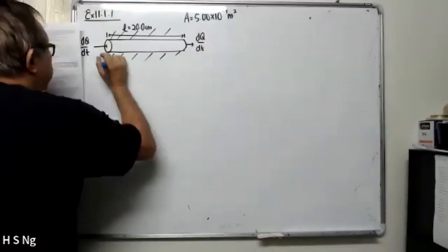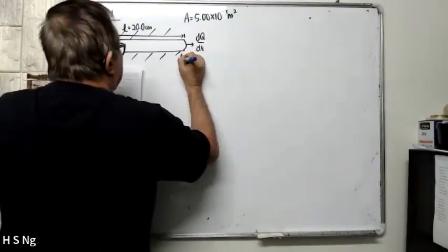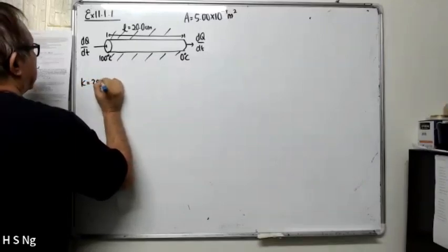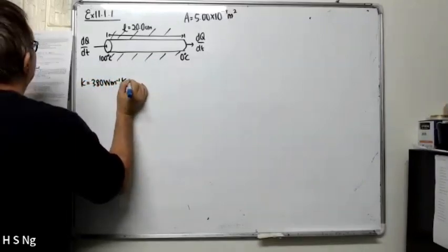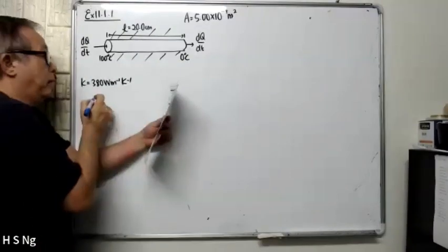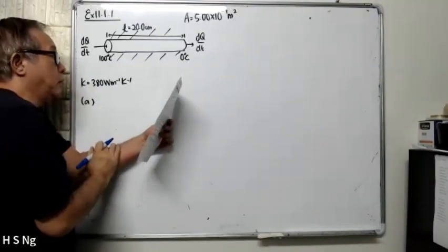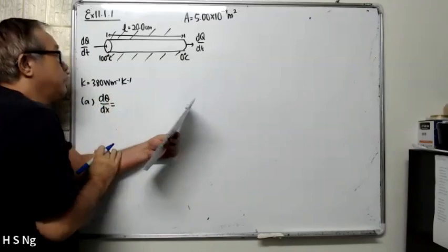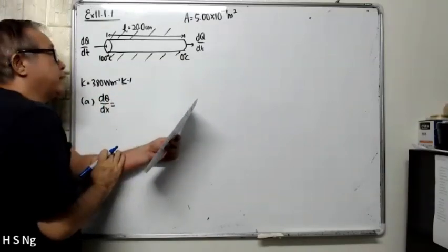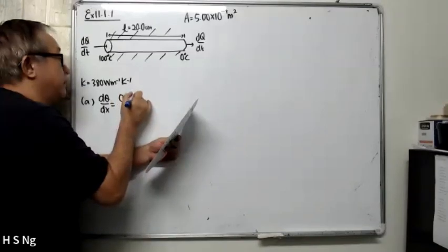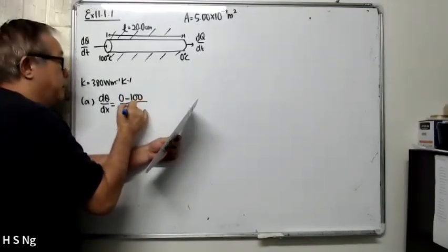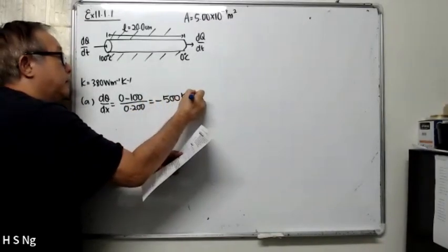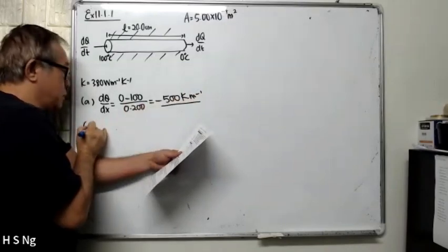Now, the ends are maintained at 100 and 0. Thermal conductivity is 3840. Now, find the temperature gradient along the rod. If I ask you to find the temperature gradient, then you use the negative sign, the change of it, 0 minus 100 over 0.2. I get negative 500. Okay. This is the only time you need to use negative.